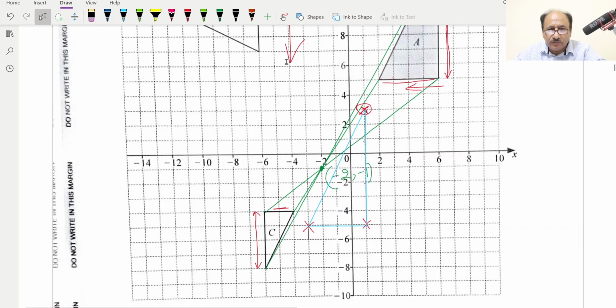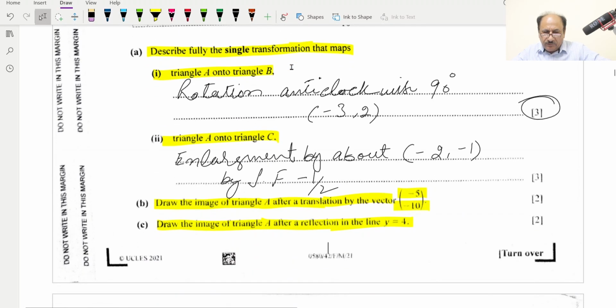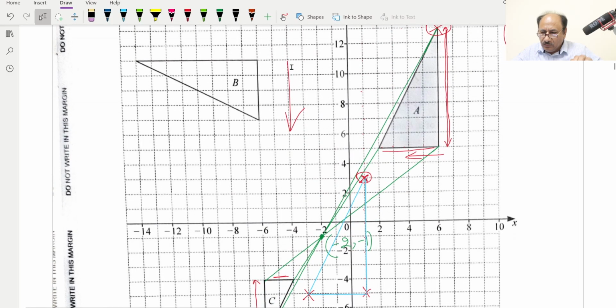Hopefully you understood this part. We are done with this. Then C part, they're saying draw the image of triangle A after a reflection in the line y is equal to 4. So triangle A we have to reflect by y is equal to 4. So y is equal to 4 is which line? Y is equal to 4, we can draw y is equal to 4 is this line. So it will be reflected about this, and we will mark. So one point will be this one and this one, and 8 units down. So 1 2 3 4 5 6 7 8 units. So it will be this mark, and we can join the points for the reflected triangle.